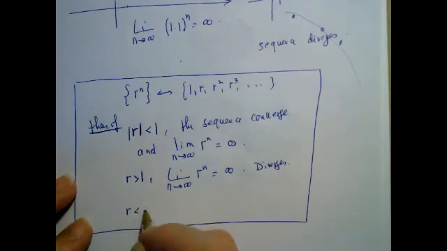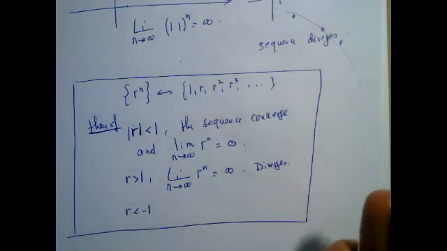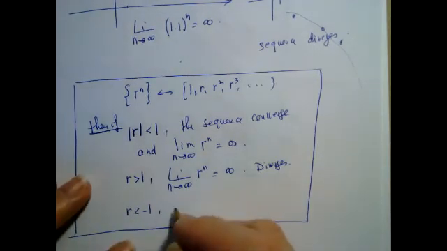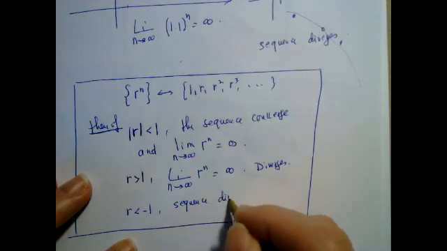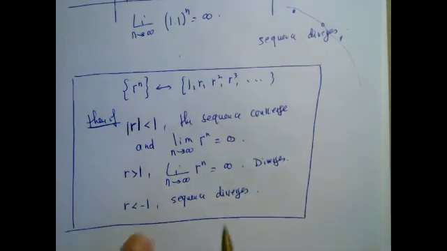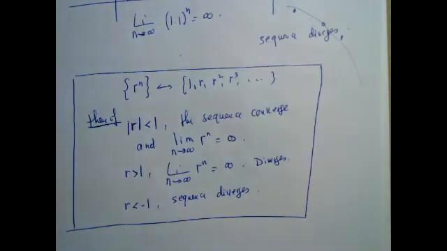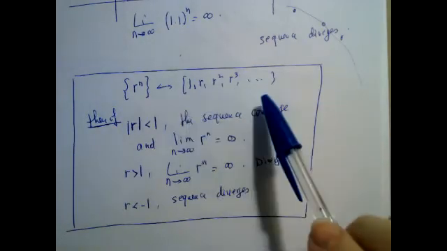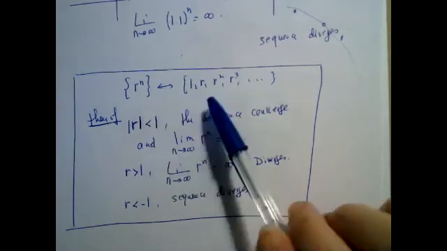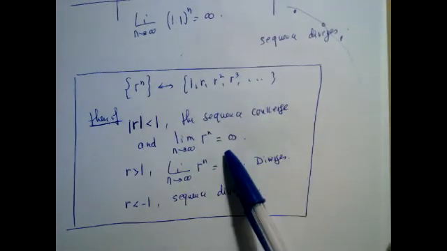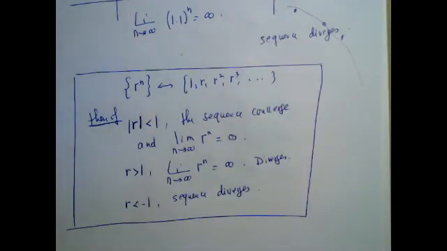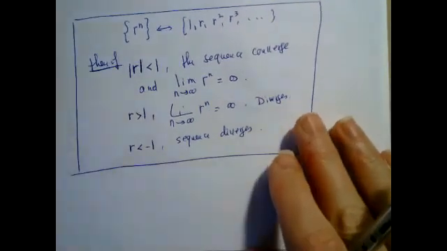So definitely diverges. If r is less than minus 1, then we have alternating signs, and the limit purely diverges. The sequence diverges. In the case r bigger than 1 it diverges, but its behavior is that it blows up. When r is less than minus 1, it purely diverges. So those geometric sequences, as the book calls them, have the following behavior: r to the n. If r is less than 1 in absolute value, it will converge to 0. Otherwise, it will diverge.